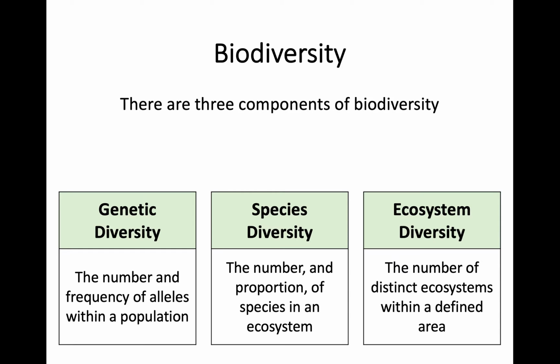In terms of species diversity, though, that is both the number of different species in an ecosystem, but also the proportion of them. So you may have a lot of different species in an ecosystem, but there's a couple of species that make up most of the ecosystem. That's a little difference we're going to look at just in a minute. And finally, there is ecosystem diversity. The diversity of ecosystems is basically the number of distinct individual ecosystems within a defined area. And we'll look at some comparisons of this as well.